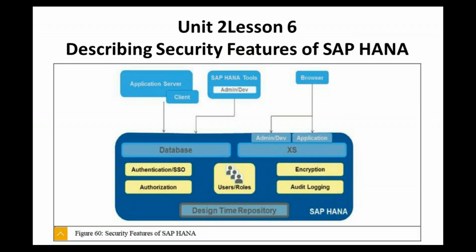So here we are describing the security features of HANA. Here we have authentication, SSO, authorizations, user roles, encryption, audit logging. These are all the things that we have. So let's discuss them one by one. Security features: authentication, authorizations, user roles, encryption, audit logging. I'll be explaining these things. These are the various options to secure the data.